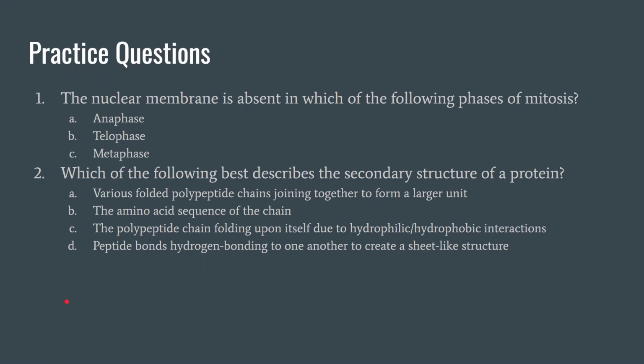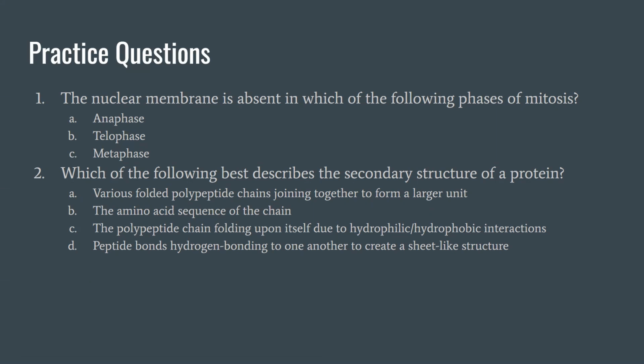And then number 2, which of the following best describes the secondary structure of a protein? A, various folded polypeptide chains joining together to form a larger unit. B, the amino acid sequence of the chain. C, the polypeptide chain folding upon itself due to the hydrophilic and hydrophobic interactions. Or D, peptide bonds hydrogen bonding to one another to create a sheet-like structure.